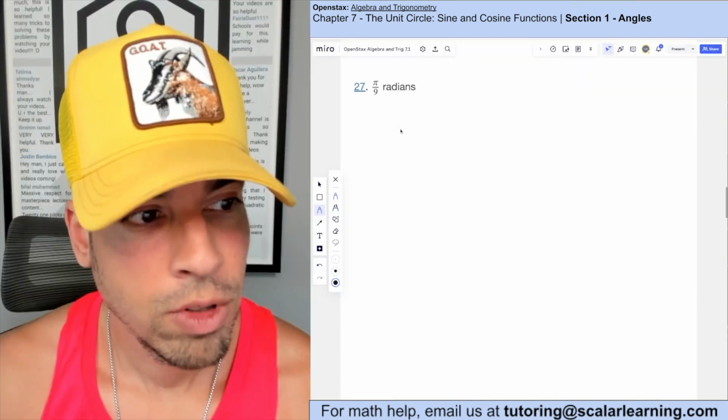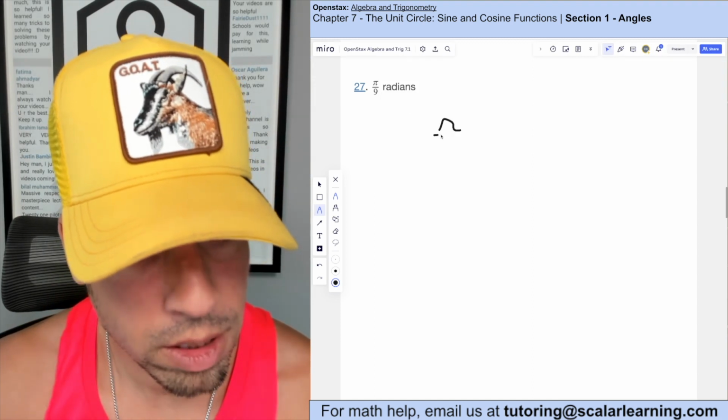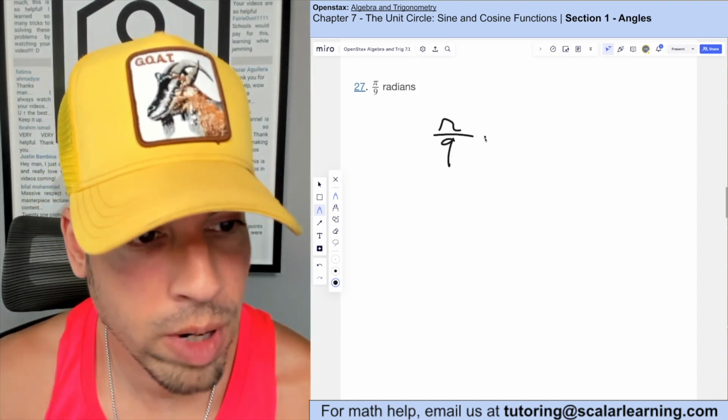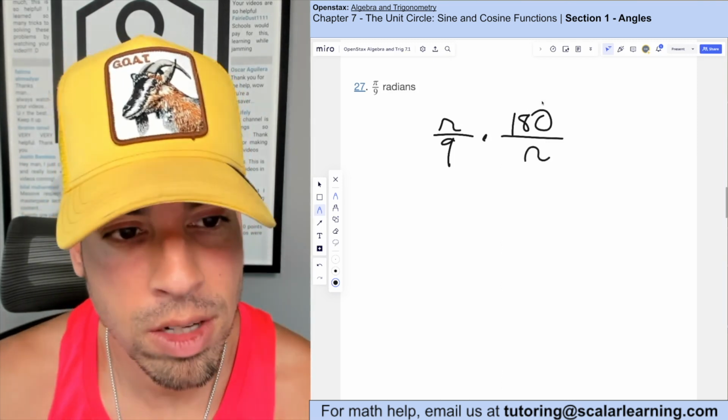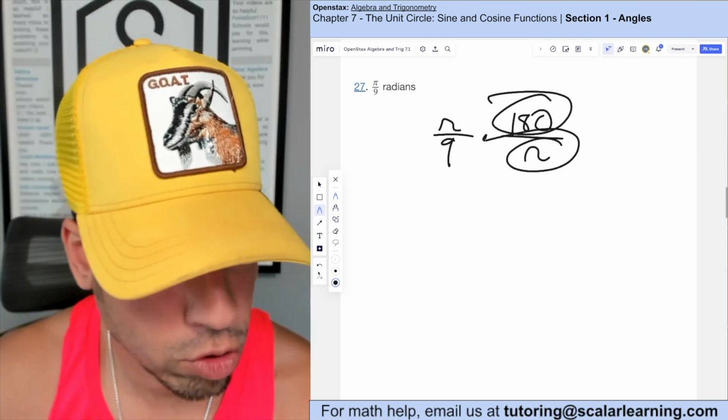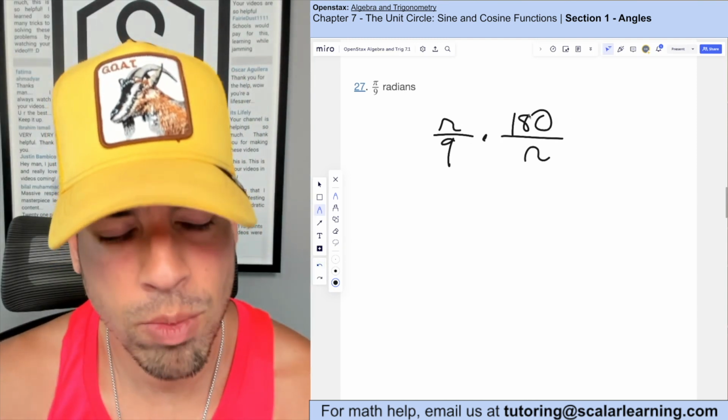Boom, done. For this question, we're converting radians to degrees, and the way you do that is you take your measure in radians and you multiply it by 180 over pi. And this makes sense because 180 degrees is equivalent to pi radians. So that's why we have this ratio.